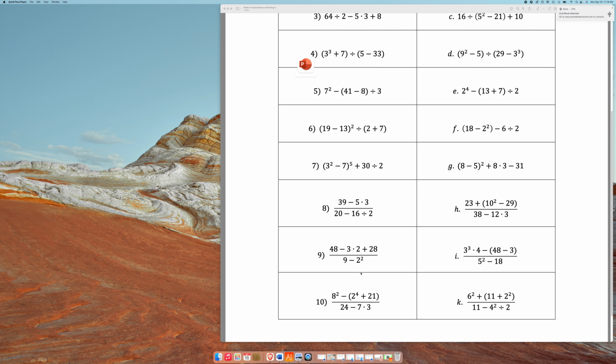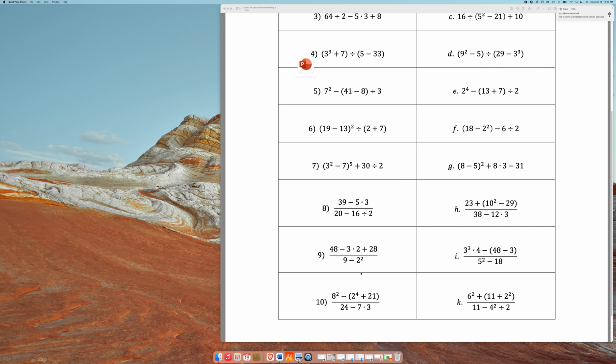The bottom, we have 9 minus 2 squared. We're not going to subtract that yet because we have to take care of the exponent. So we get 9 minus 4. And that gives us just a final answer of 5. So 70 over 5 is 14. That's simplified. If you divide 70 by 5, you get 14. Whatever this number is, the answer is 14.